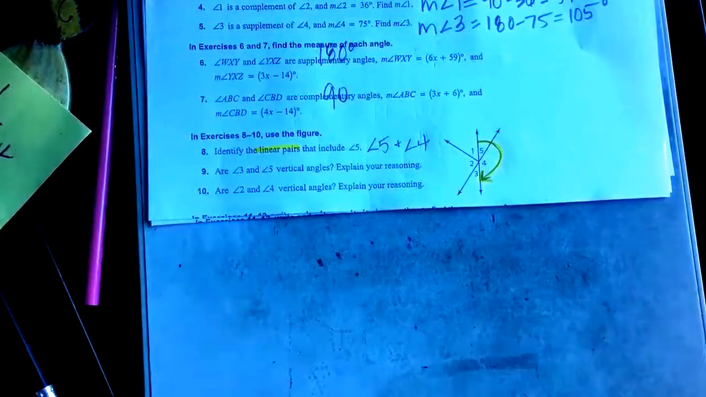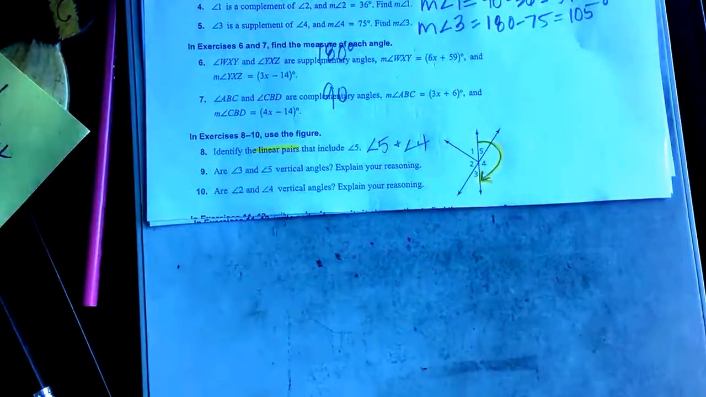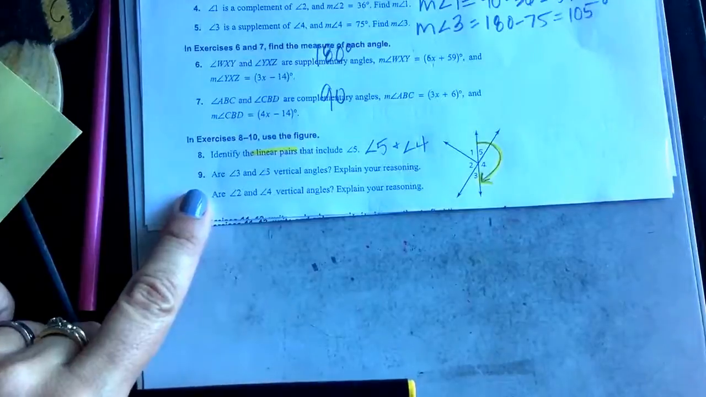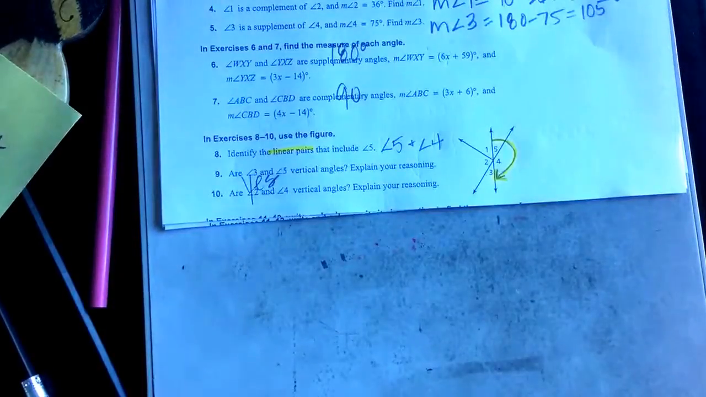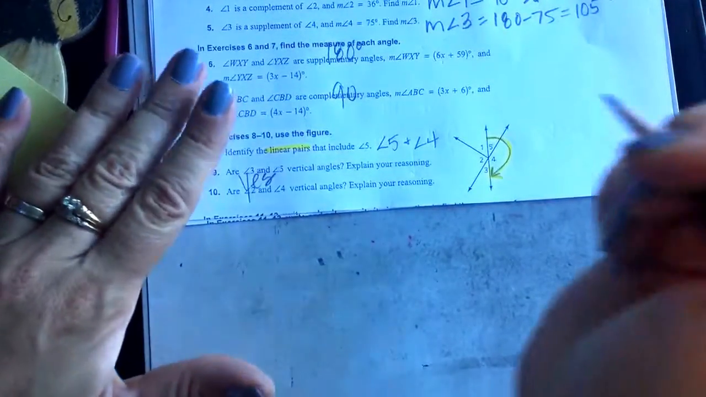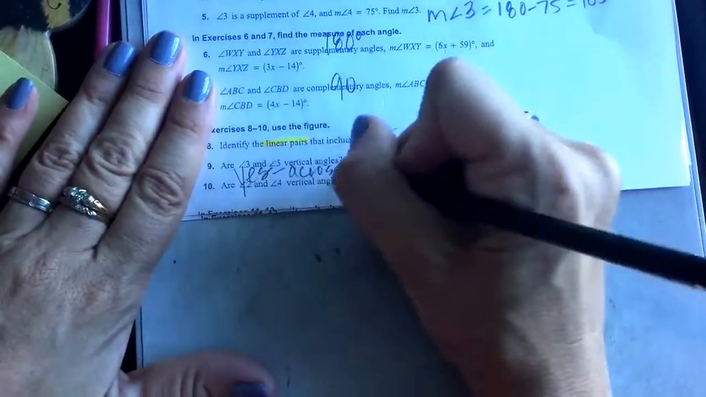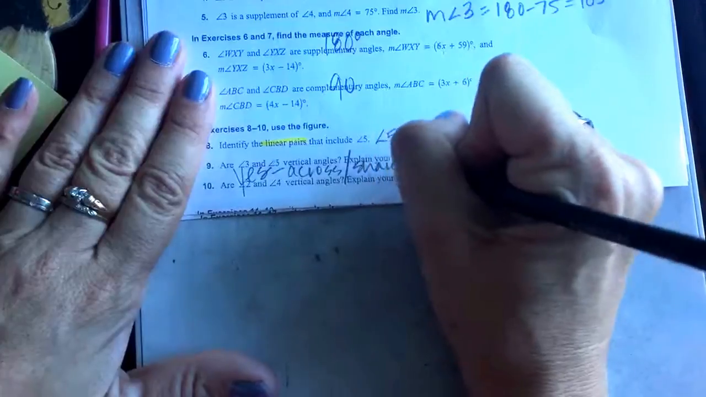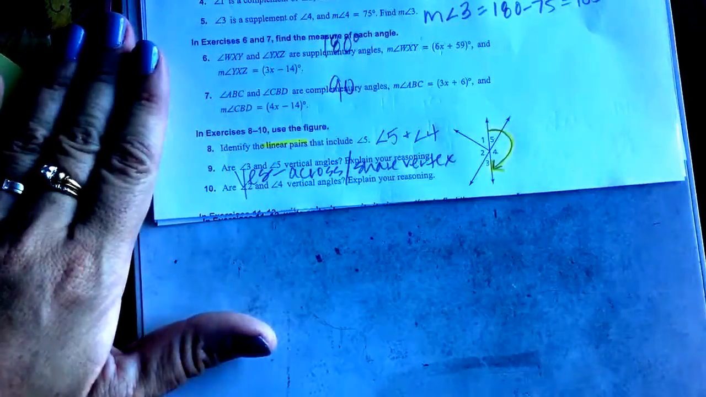Say it again. 5 and 3 are vertical angles? And actually, number 9, 5 and 3 are vertical angles. Explain your reasoning. Yes, these are vertical angles. What was our definition of vertical angles? Vertical angles are across from each other and they share a vertex, same measure, share a vertex. I'm going to actually leave off the same measure. They look like it, but right now we haven't been told that those are the same measure.